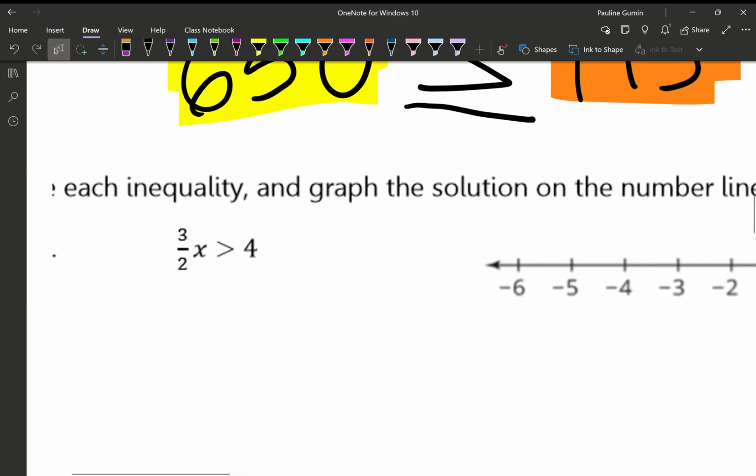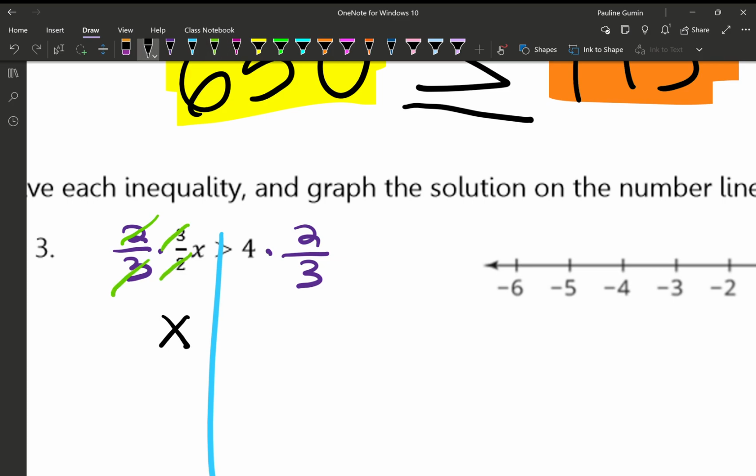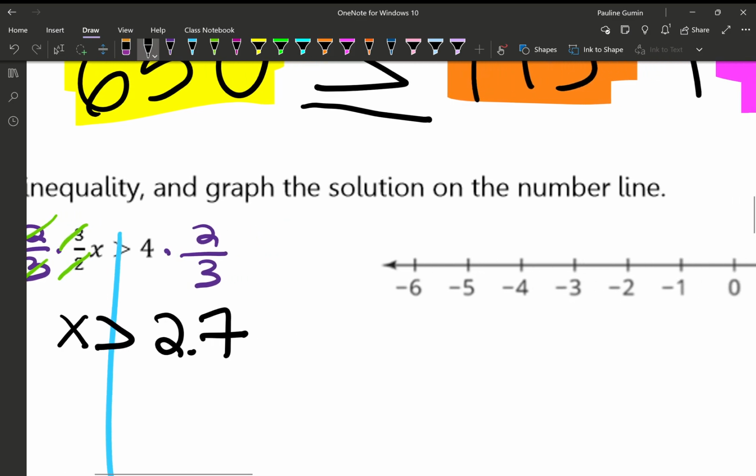All right, number 3. We have 3/2 x is greater than 4. Now the way we dealt with fractions in equations is we multiplied both sides by its reciprocal, by 2 over 3. On the left side, the 2's cancel, the 3's cancel. I'm left with x. I multiplied by a positive fraction, so my symbol stays the same. And then in my calculator, 4 times 2 is 8 divided by 3. Or, of course, you can write in 4 times 2 over 3 just in our awesome fancy new calculators. And we get 2.7. X is greater than 2.7.